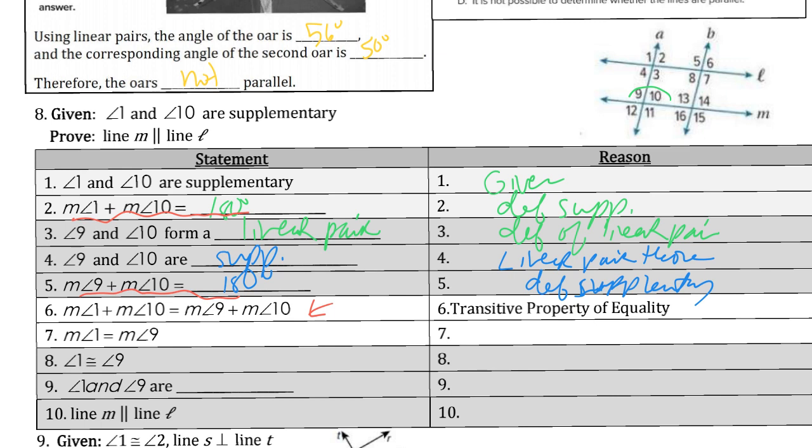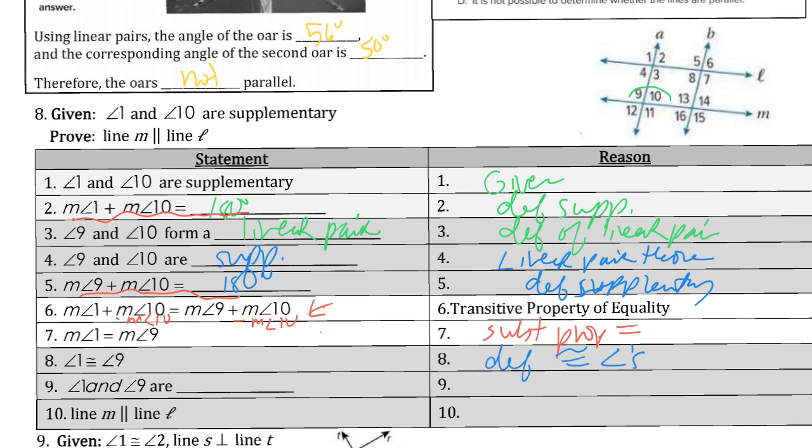And can you tell what happens between this step and the one below? Well, you minus the measure of angle 10 from both sides. So it's a subtraction property of equality. You're minusing the measure of angle 10 from both sides, and then you get angle 1 is equal to the measure of angle 9. Okay, and then we're going to say, hey, they're congruent. Well, that's the definition of congruent angles.